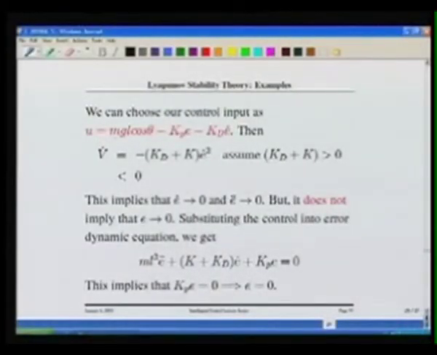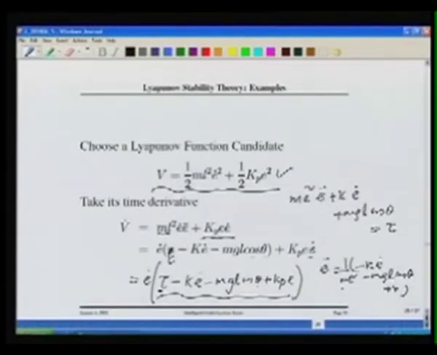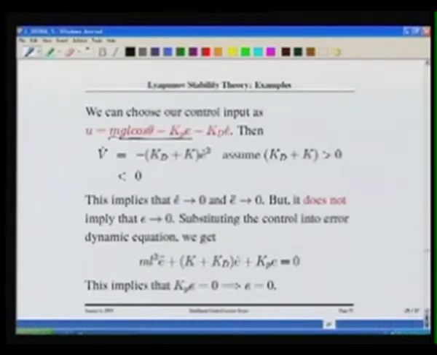So obviously, if I simply make u equal to mgl cos theta minus k p E, then in the previous slide we saw that V dot can simply be equal to E dot minus k E dot square, but that does not guarantee asymptotic stability. You will see that, and that is the reason why we added another term called minus k d E dot.